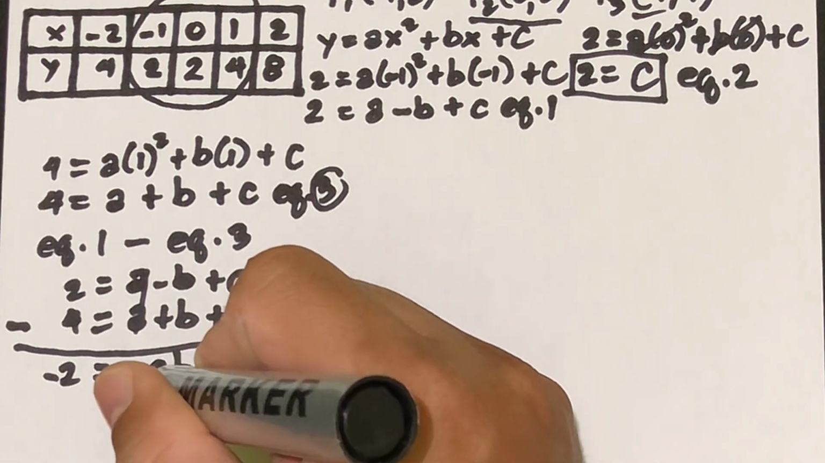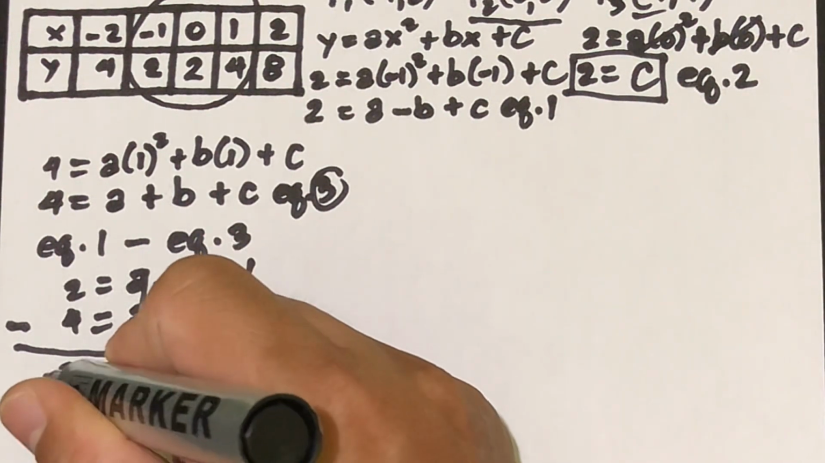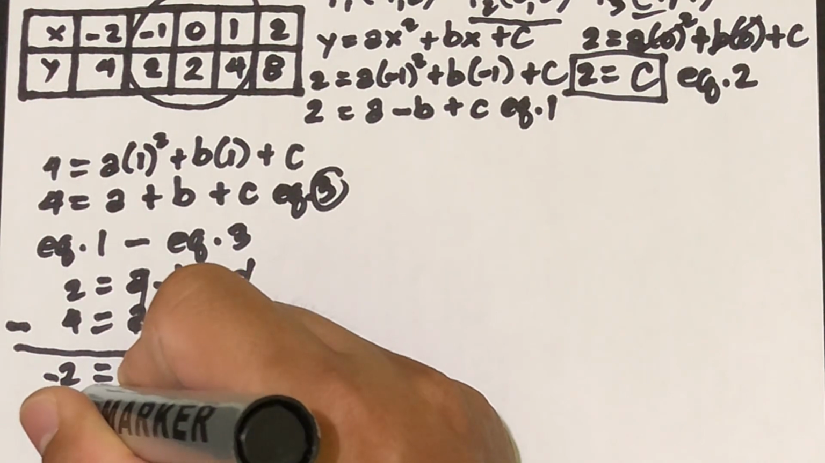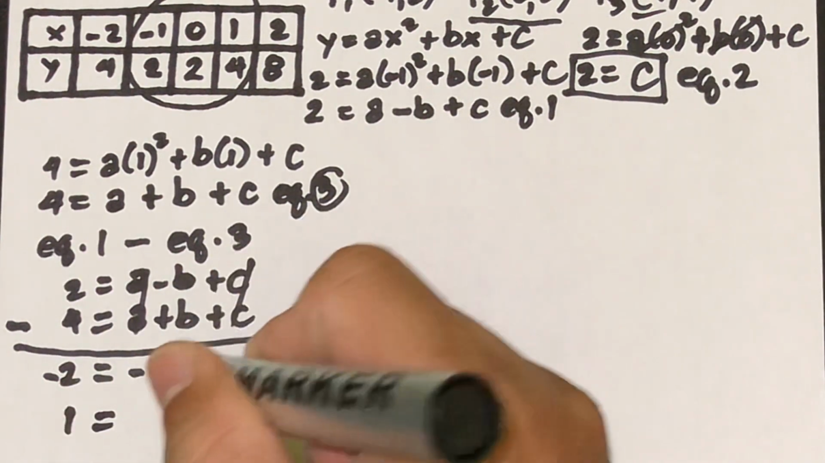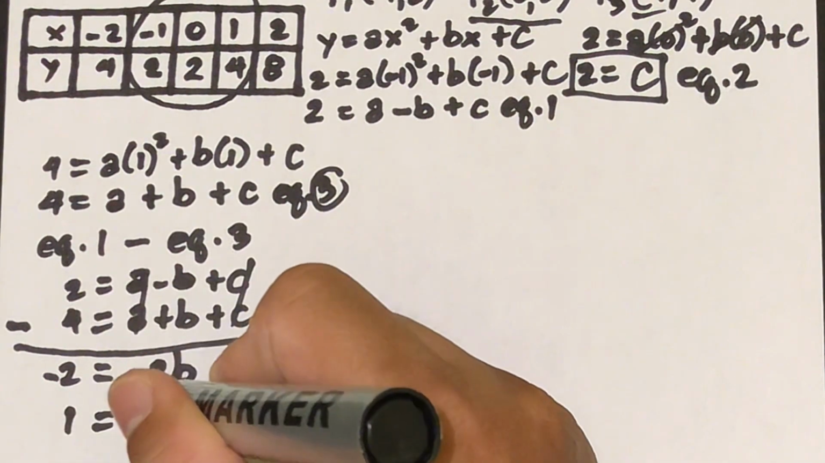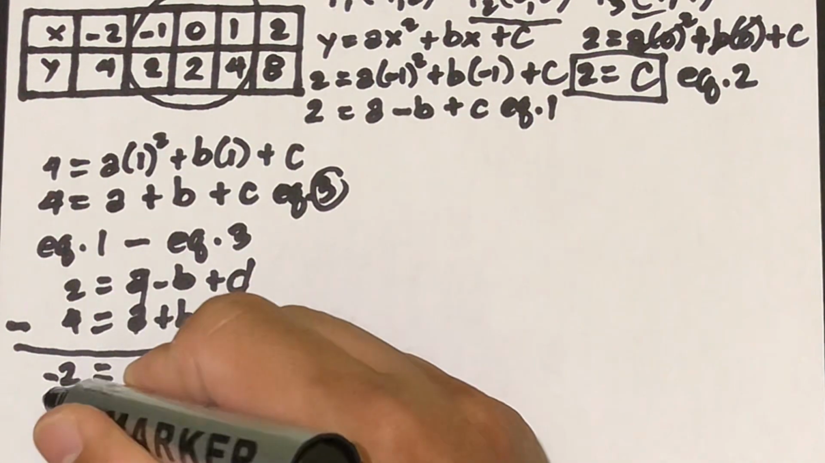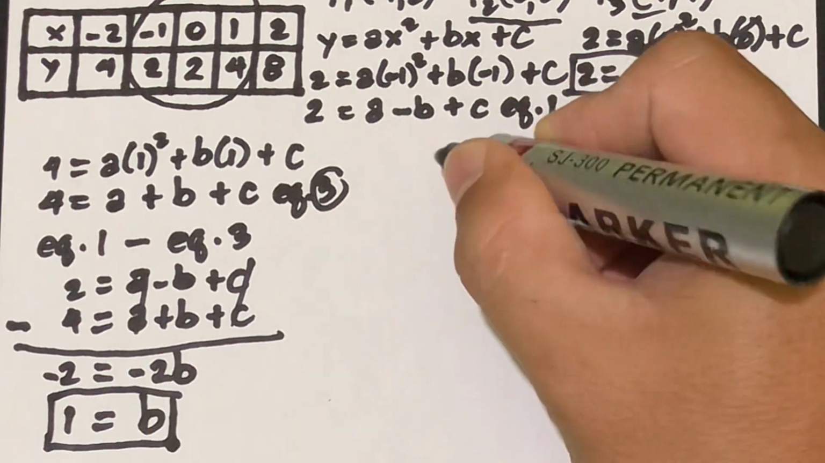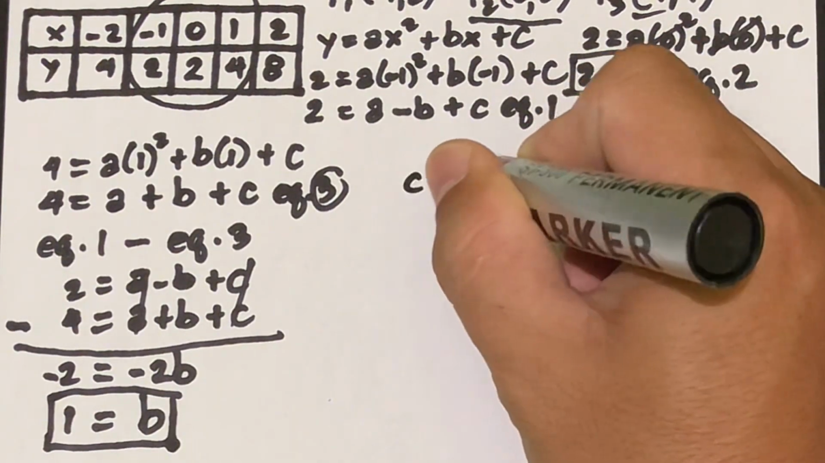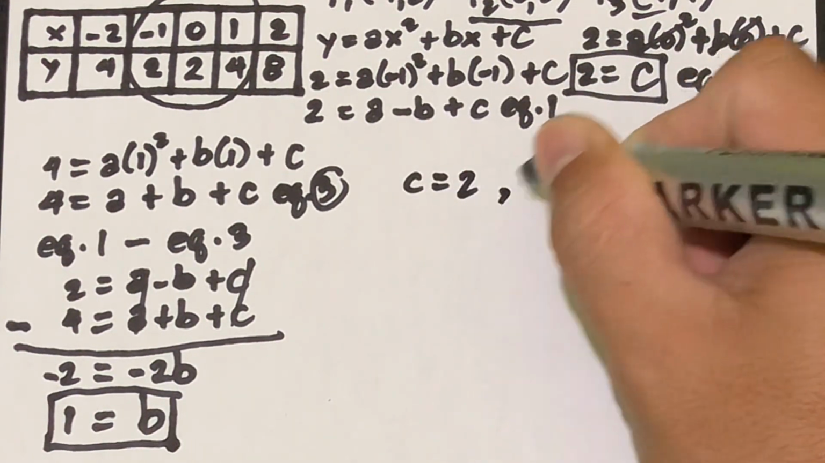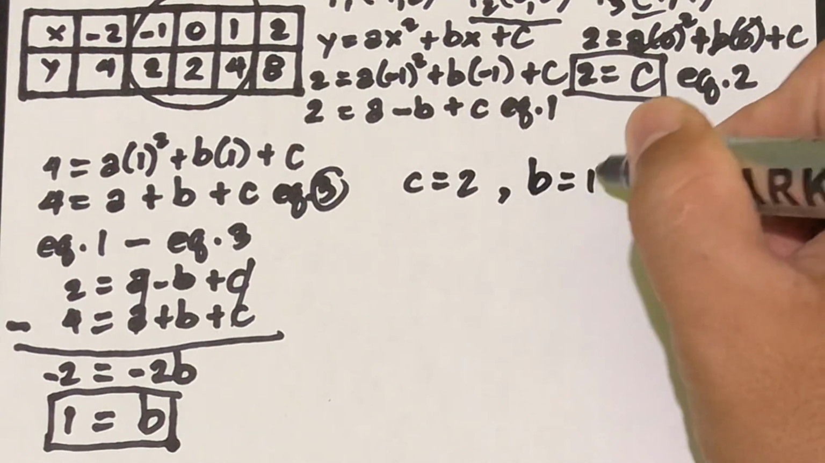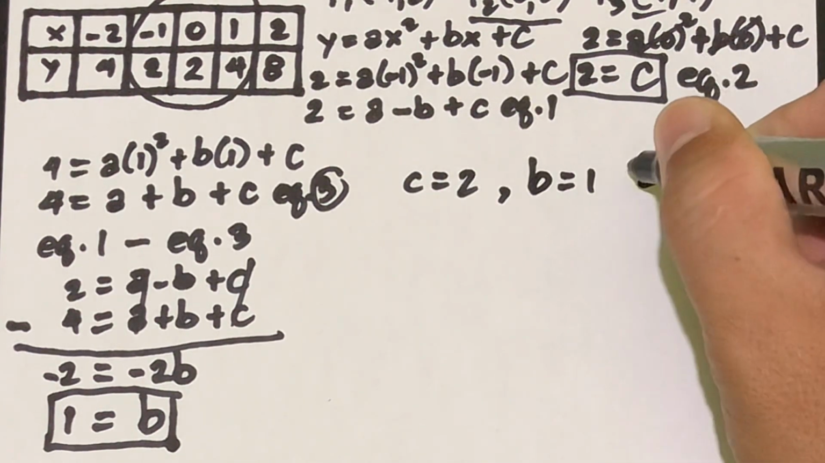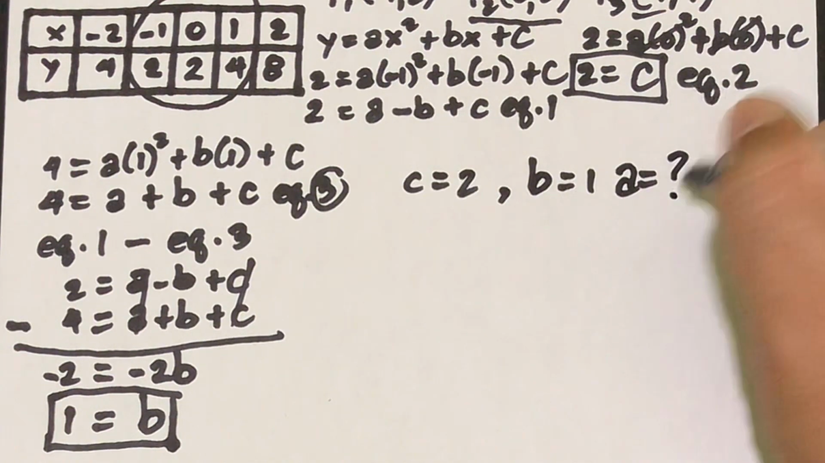Divide both sides by negative 2. We're going to have negative 2 divided by negative 2 is 1. Then this is equal to negative 2b divided by negative 2, which is b. So we now have the value of b. So we have the value of c equals 2, and we also have b equals 1. So we are left with finding the value of a.